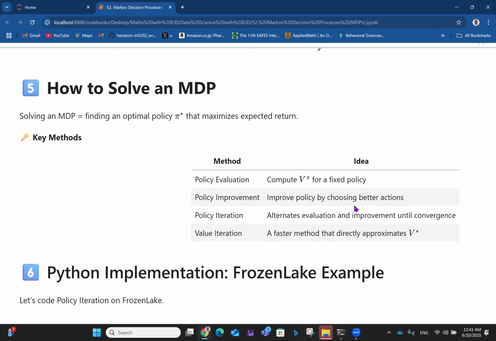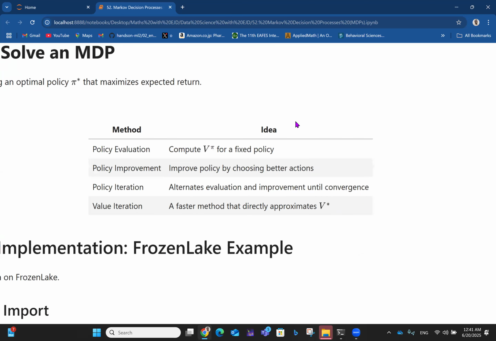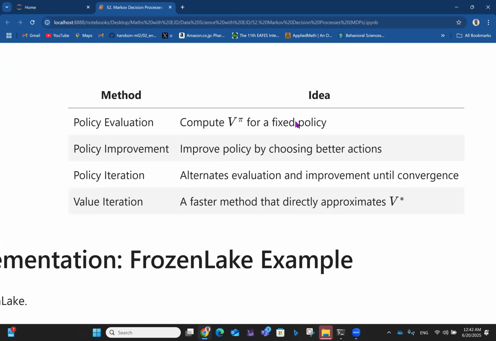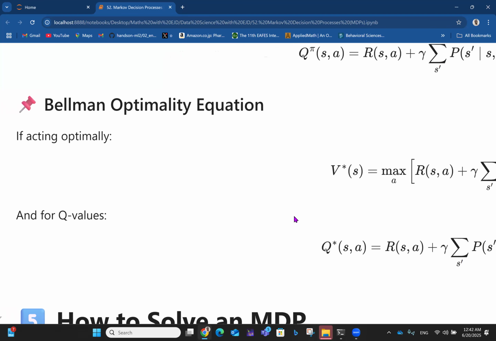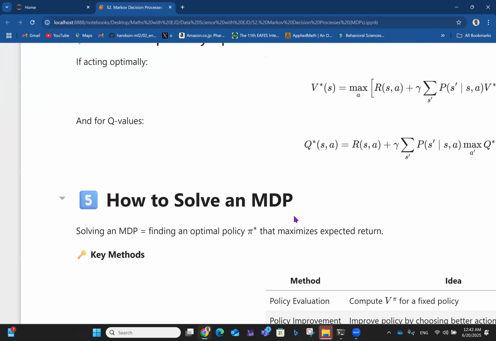So the question is, how do you solve an MDP? Solving an MDP is the same thing as finding an optimal policy pi star that maximizes expected return. The key methods include policy evaluation, where you compute V pi for a fixed policy. Then you have policy improvement, which improves the policy by choosing better actions. Then you have policy iteration, which alternates evaluation and improvement until convergence. And you have value iteration, a faster method that directly approximates V star, the optimal action, so to speak.